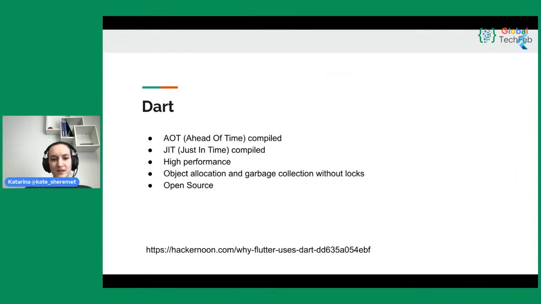Flutter uses the Dart language because Dart is ahead-of-time compiled to native code when you release your application, and during development, Flutter uses just-in-time compilation. Dart is also high performant and does object allocation and garbage collection without locks. It's also open source and was created by Google. So how they achieve the object allocation and garbage collection without locks and different features, you can have a look at this article. It was written by someone from the Google team, where they explain it very well.